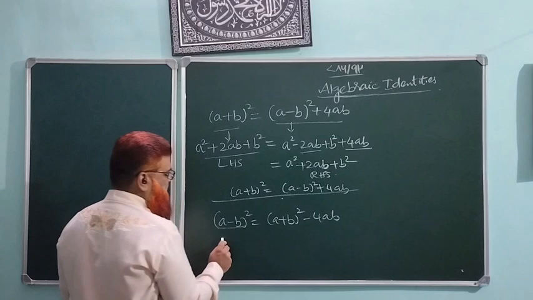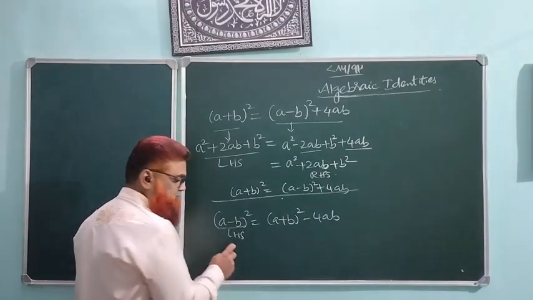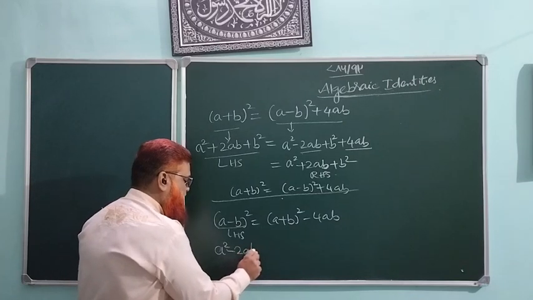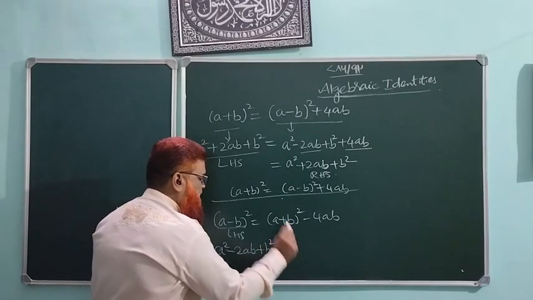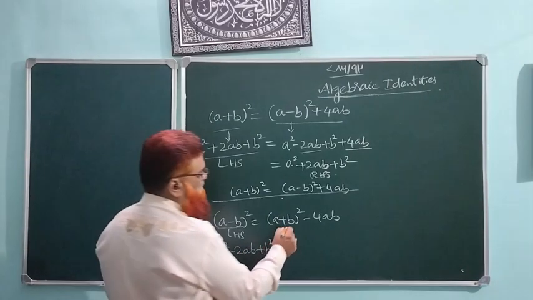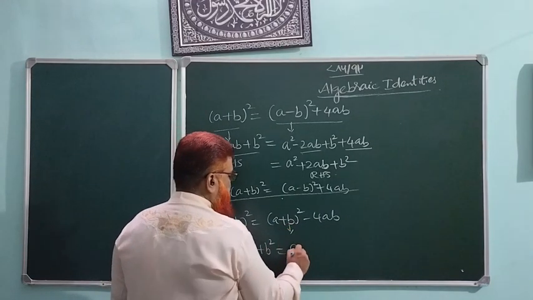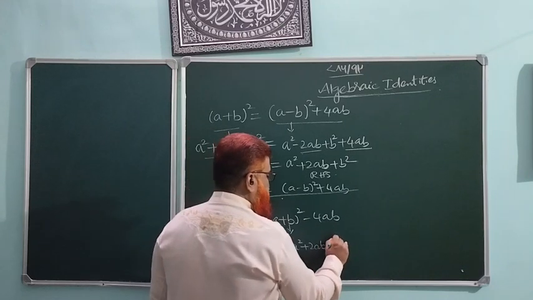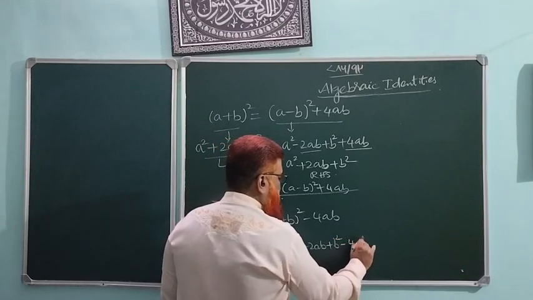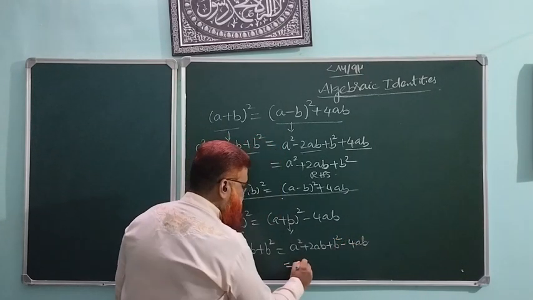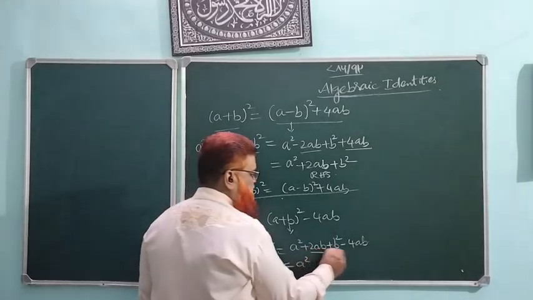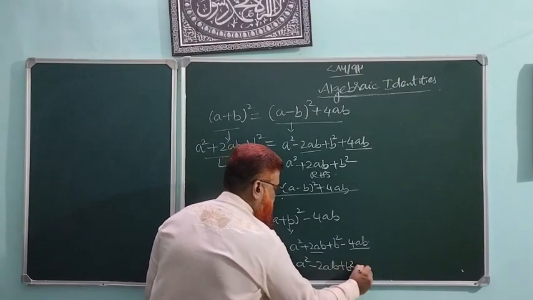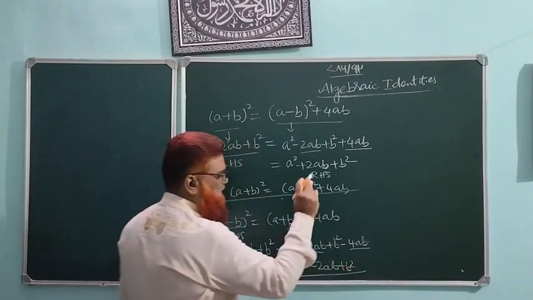Now you prove this. LHS, what is it? A square minus 2ab plus b square. Now you expand and write RHS: a square plus 2ab plus b square minus 4ab. When we simplify this, it is a square plus 2ab minus 4ab, which is minus 2ab, plus b square, where LHS is equal to RHS.